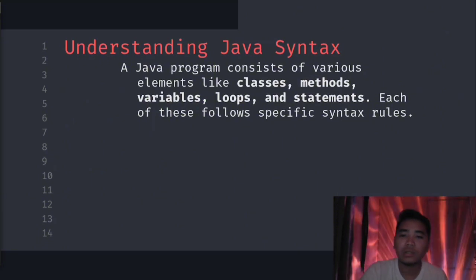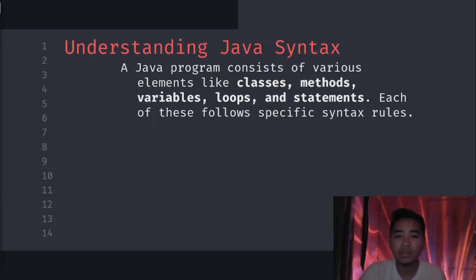So now let's understand Java syntax. A Java program consists of various elements like classes, methods, variables, loops, and statements. Each of these follows a specific syntax rule.